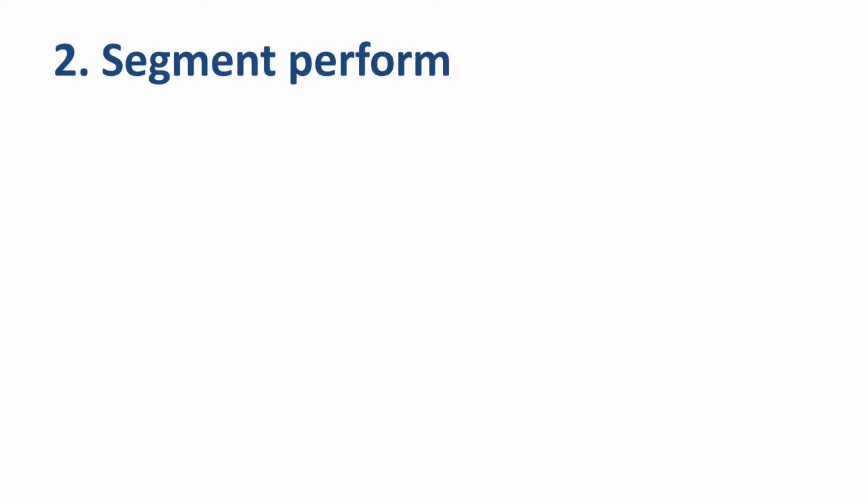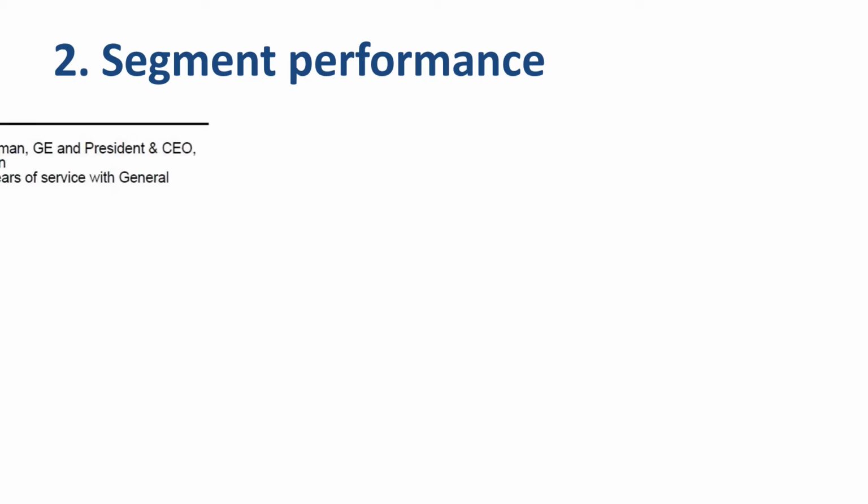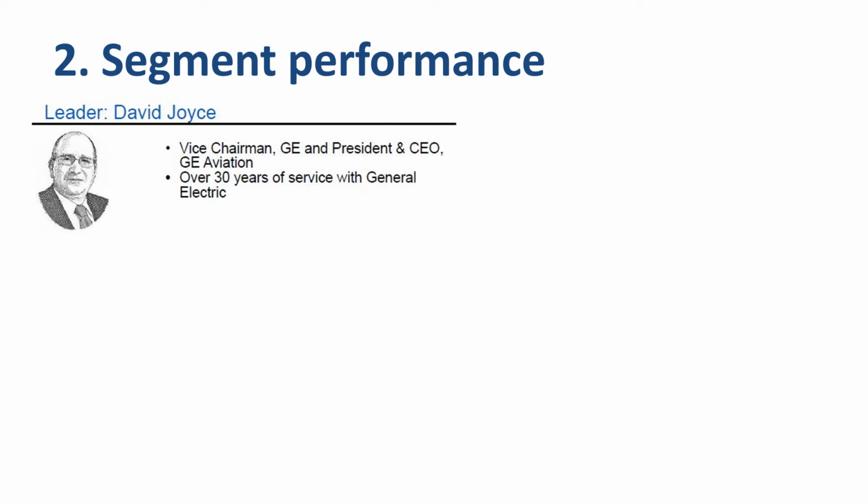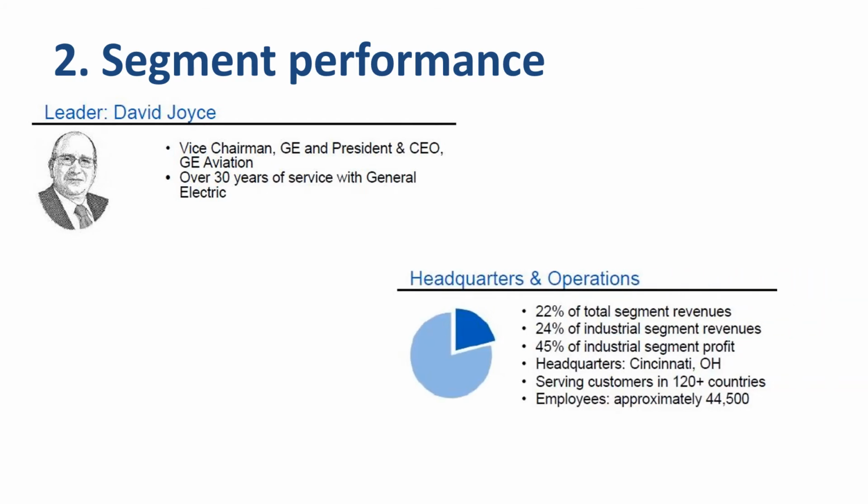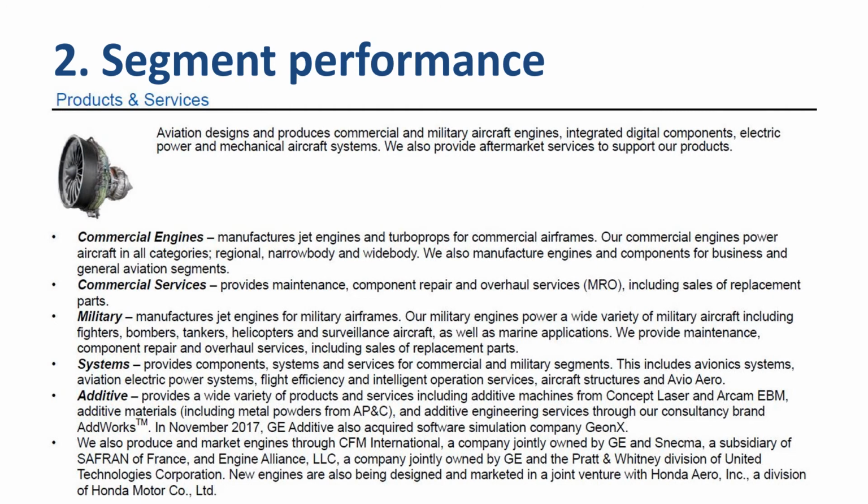Second reason to review the MD&A: reviewing segment performance. When reviewing GE's MD&A section, you will learn that the CEO of GE Aviation is a longtime GE employee called David Joyce, that the business is headquartered in Cincinnati, Ohio, and has 44,500 employees, that their products and services are for commercial as well as military use, and the segment includes additive manufacturing machines and industrial 3D printers.